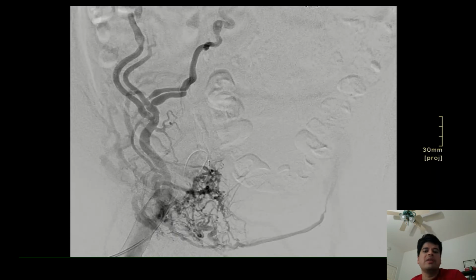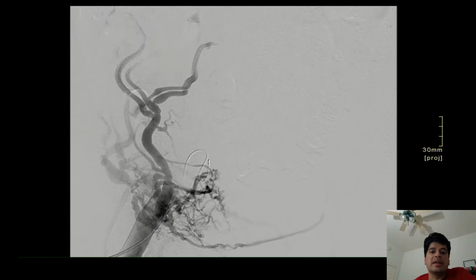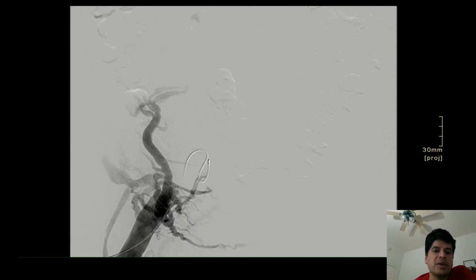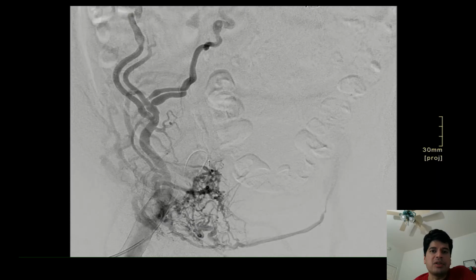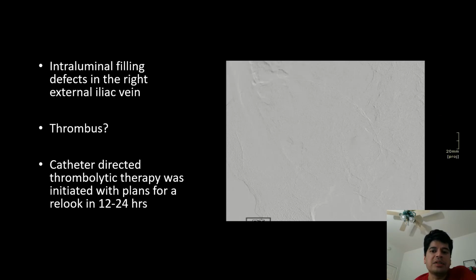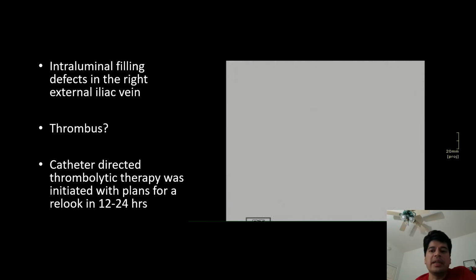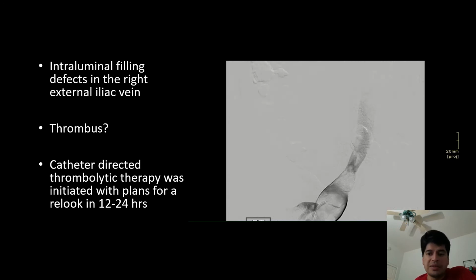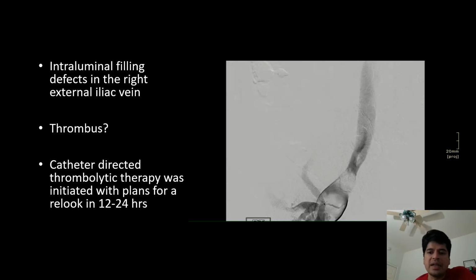Right common femoral vein axis, as you can see here, and there's complete occlusion of the right external iliac vein with abundant collaterals providing the flow back. We did a pulse spray thrombectomy, TPA, and did aspiration thrombectomy, which, as you can see here, there was recanalization of the external iliac vein and the common iliac vein. However, if you look closely, there is still some intraluminal filling defect, and there is this aneurysmal dilatation of the right external iliac vein.